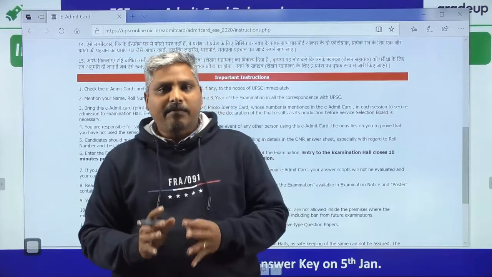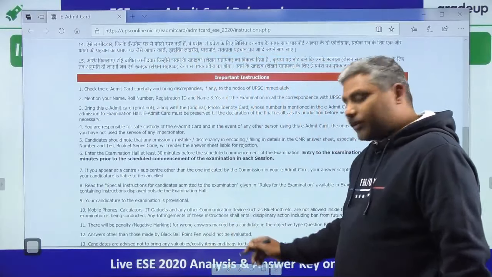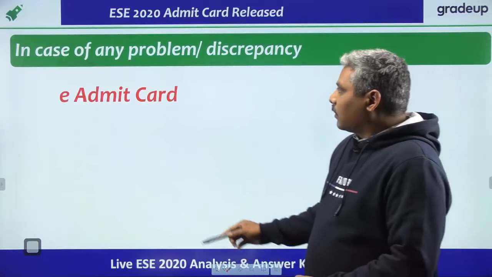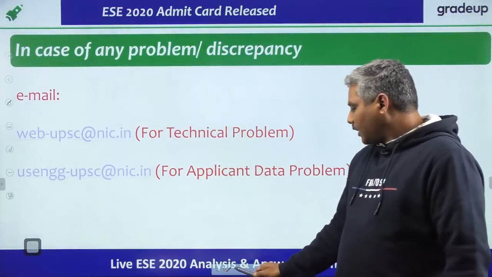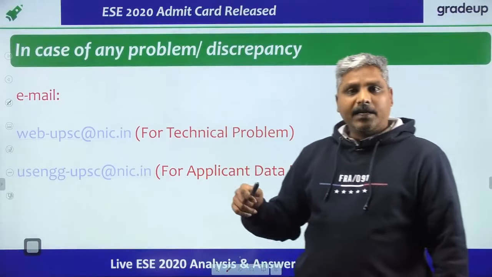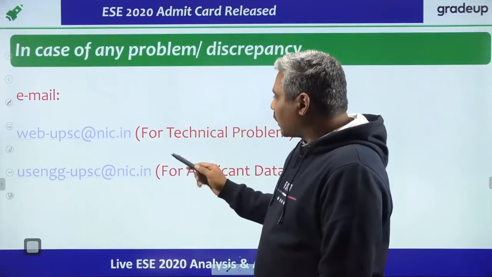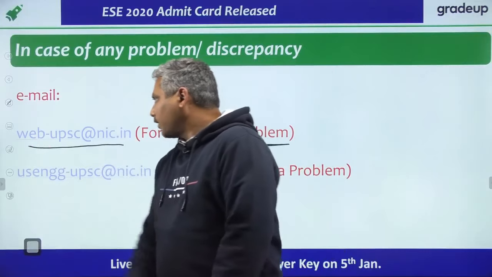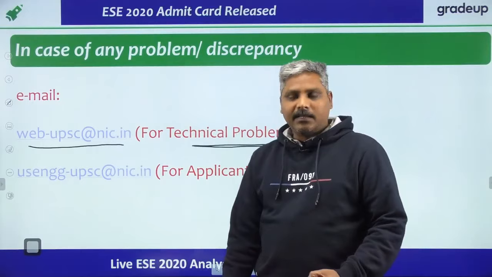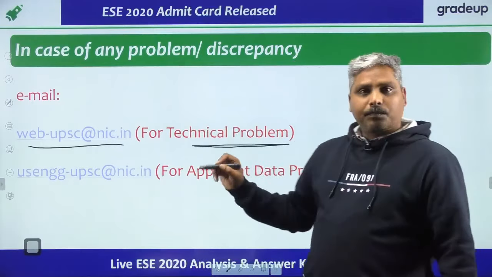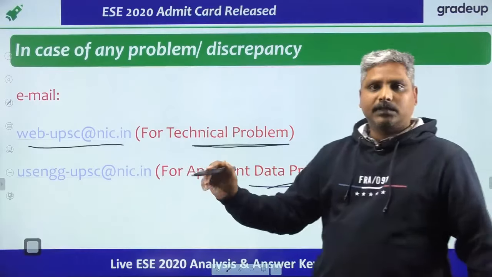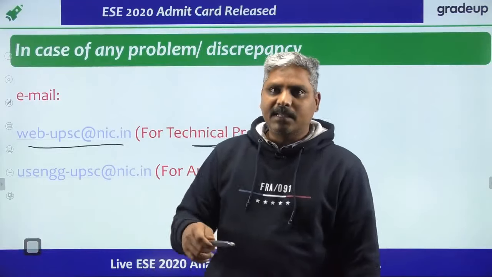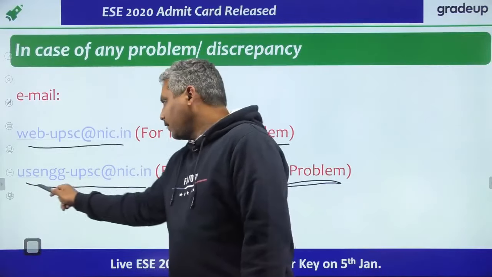If you have any queries related to that, I'm going to show you where you have to contact these people regarding any queries you have. Here, if you have any technical issues related to downloading and verifying your admit card, you can contact this. For technical problems, anything related, you can contact web-upsc@nic.in. If you have any problem related to the applicant data, your name is not properly printed, your ID card, your date of birth is not properly printed, such things you can contact this email ID.